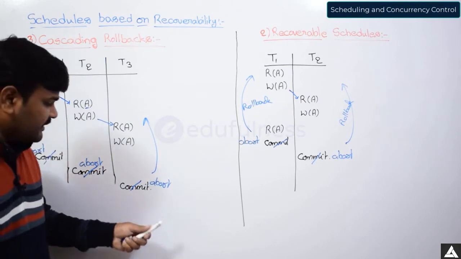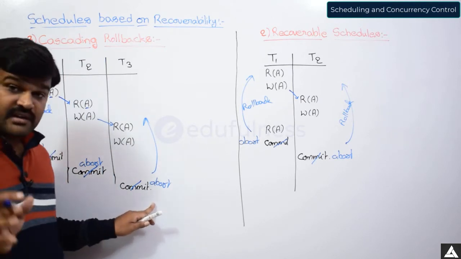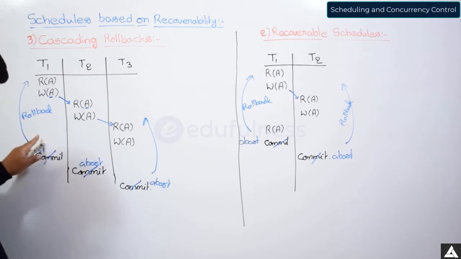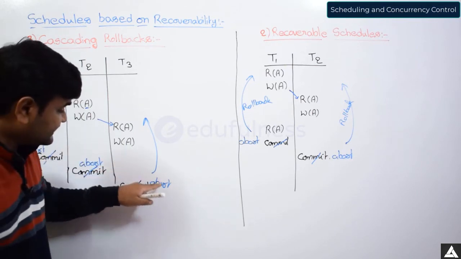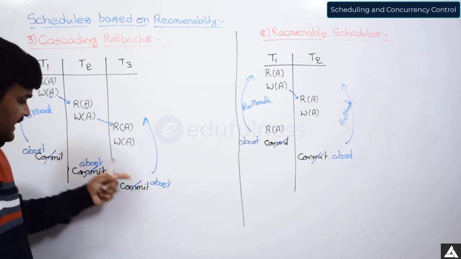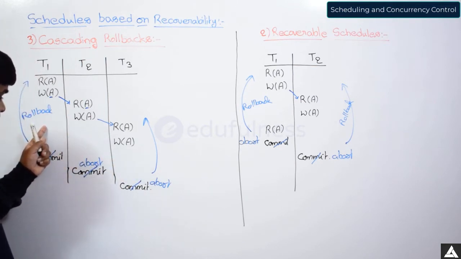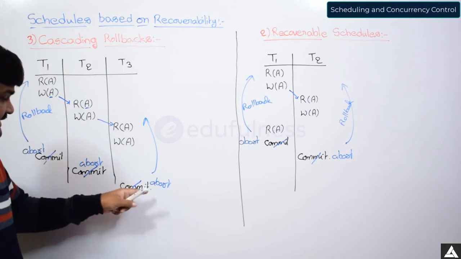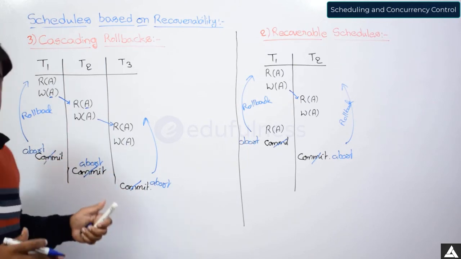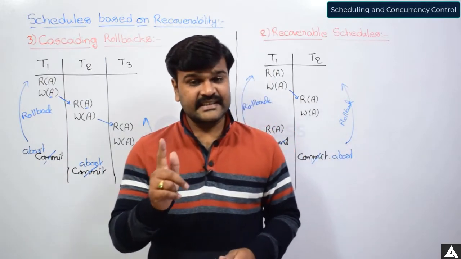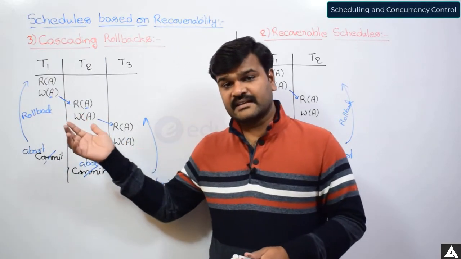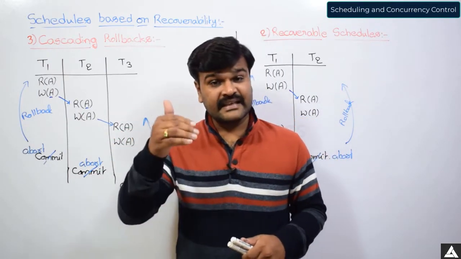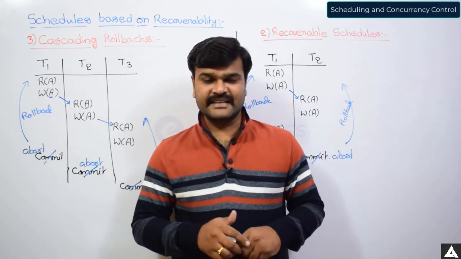So the problem here is that this kind of schedule is not recommended, because, as the name implies, it causes cascading rollbacks: one transaction failure leading to other transactions failing. If any one transaction fails, all subsequent transactions have to abort, which means all other transactions have to roll back. Simply, one transaction failure leads to all other dirty read transactions failing. That is why it is named cascading. So this is called cascading rollback.